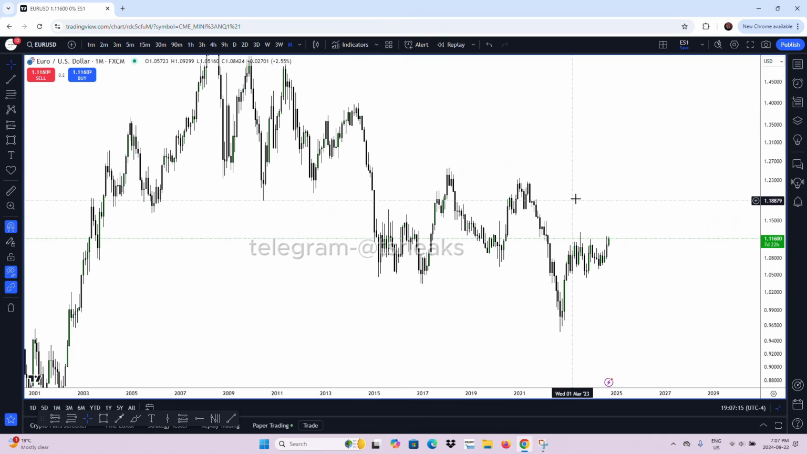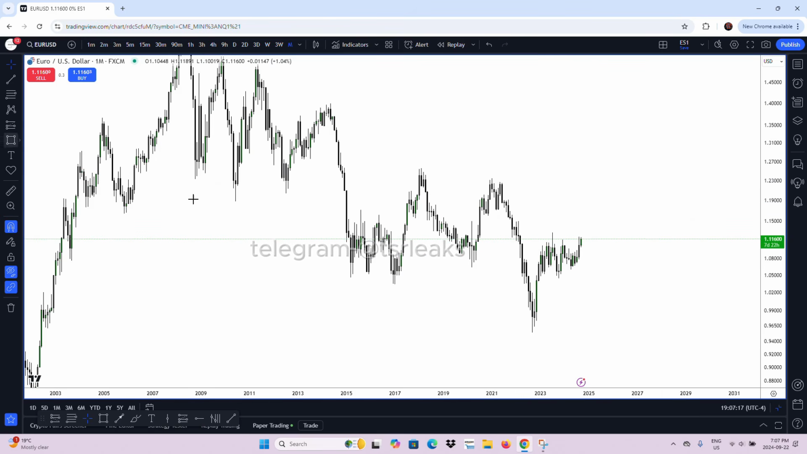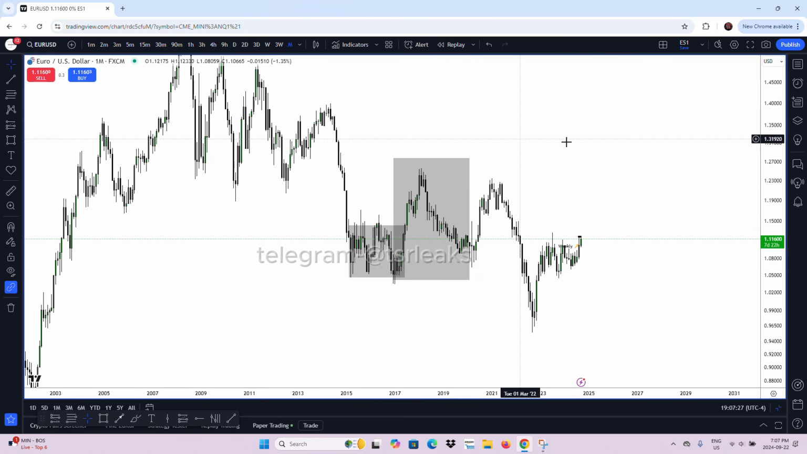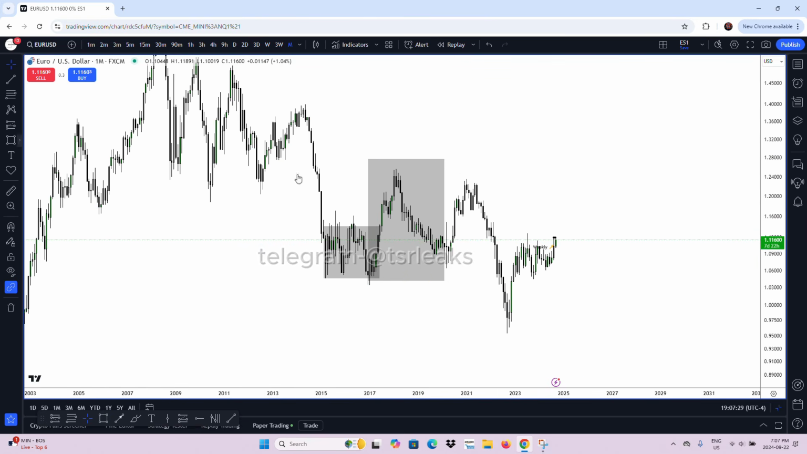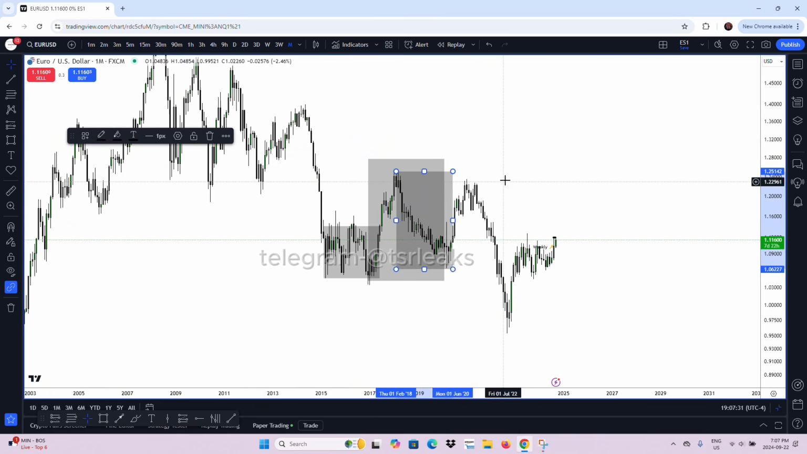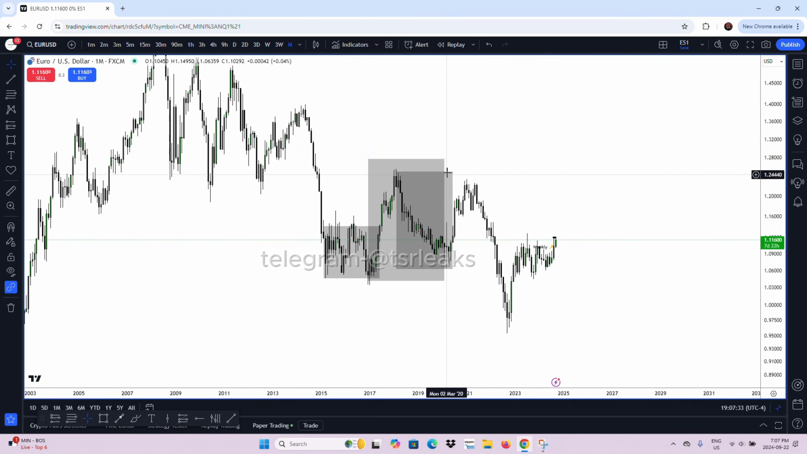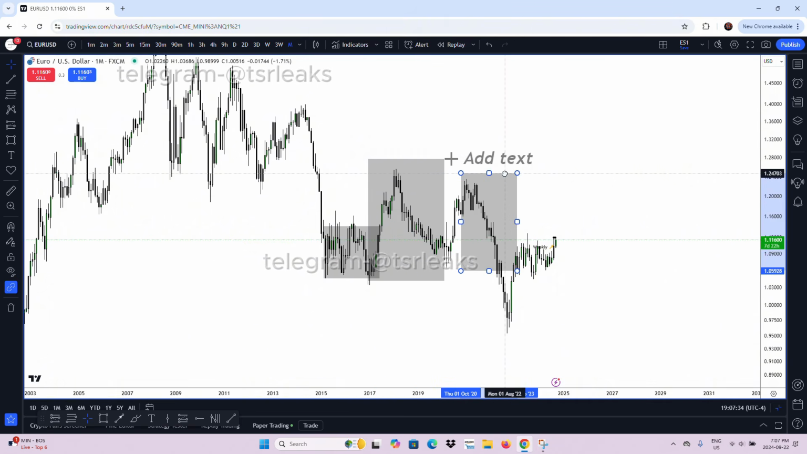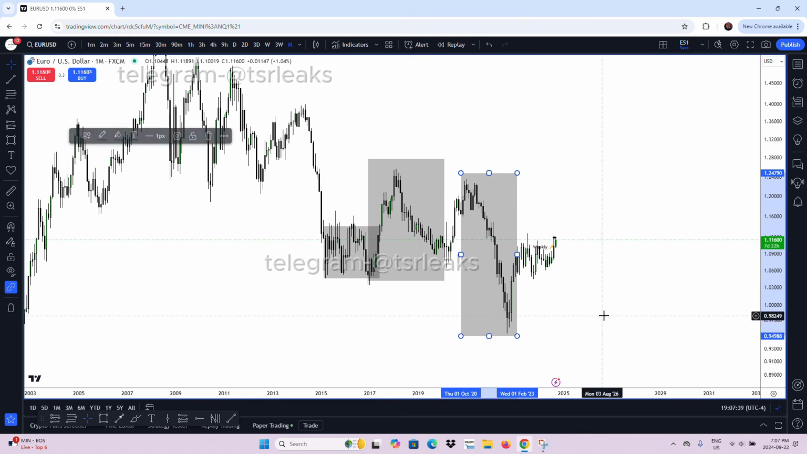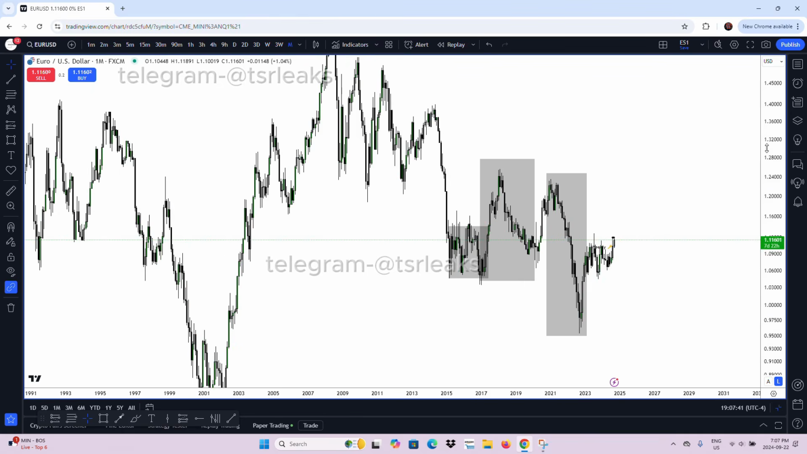On the monthly time frame, you can see price was ranging right here. Retracement back into a bearish PD array. Expansion back down. Retracement back up right here. And then once more, expansion back down into what? A key level. Where is the key level?